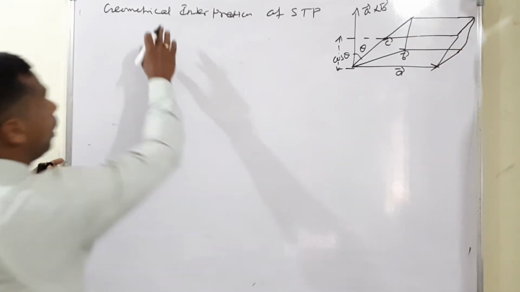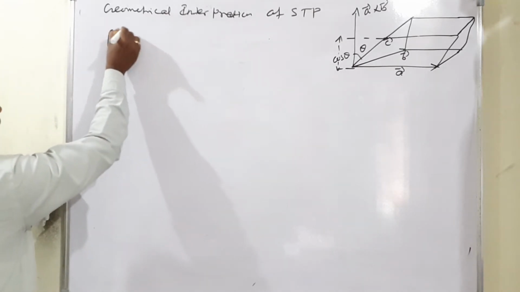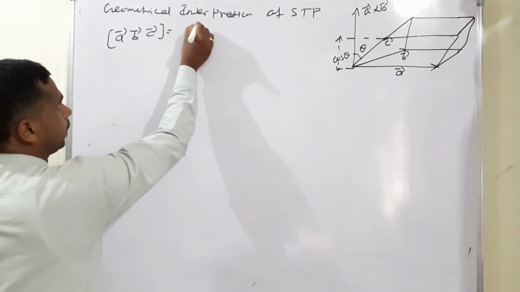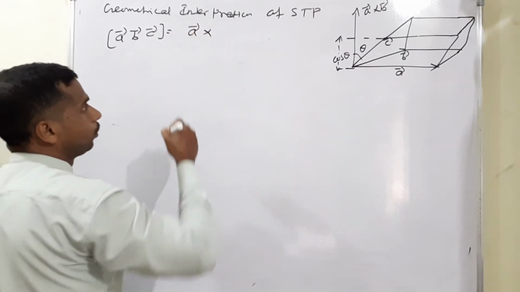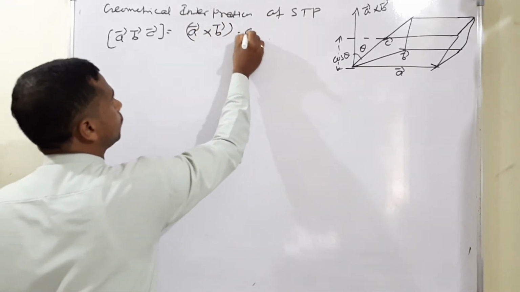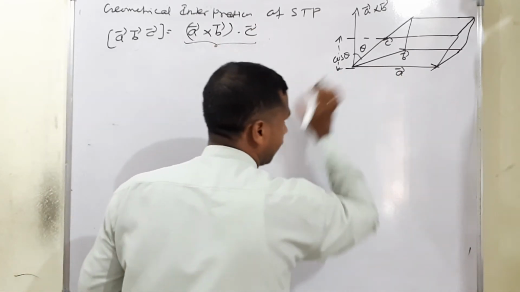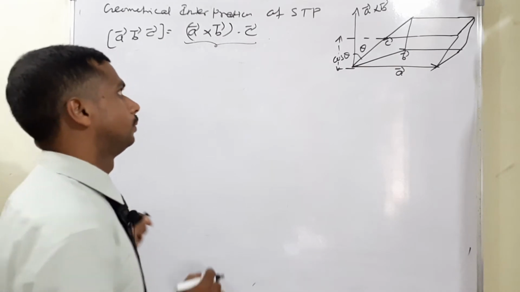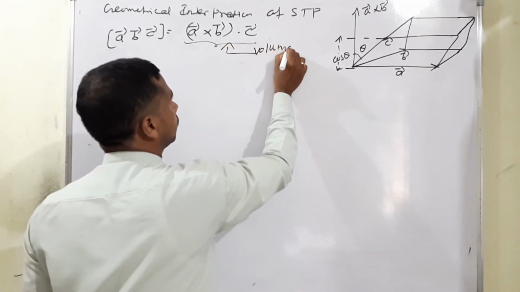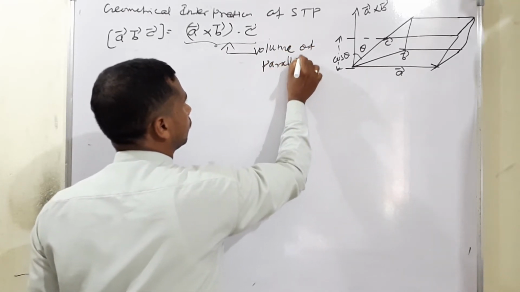What is the meaning of the scalar triple product? The box product of A vector, B vector, C vector is what we already found in Theorem 6.1, which I proved: the scalar triple product, A vector cross B vector dot C vector. Comparing with the diagram, this whole term is the volume of the parallelepiped.